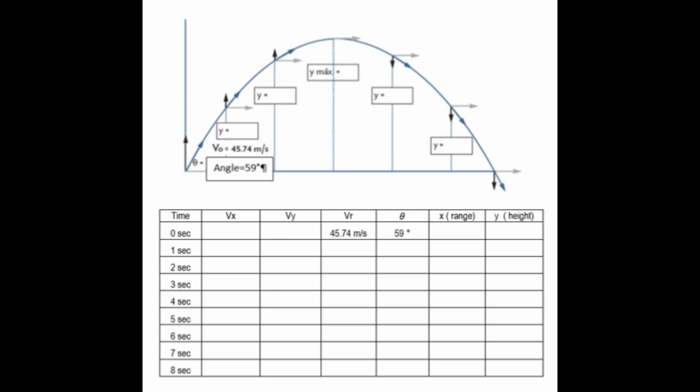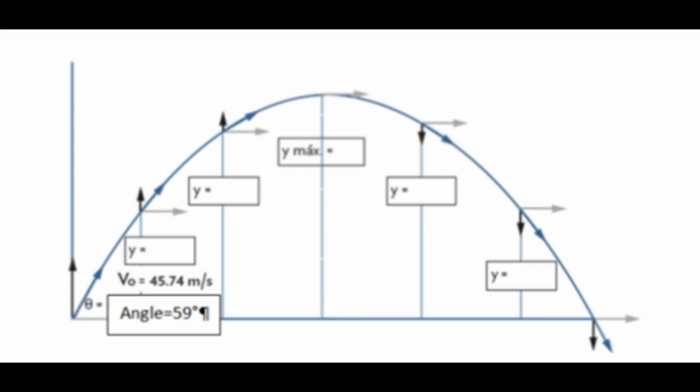We also know that the velocity in x is like uniform linear motion. So knowing this, we know that the vector in x is always the same, so it's 23.56. That is for the seconds 0 to 8, from the beginning to the end.